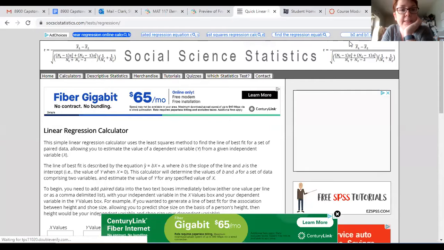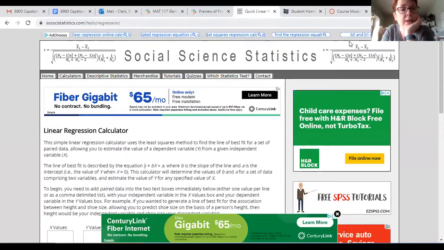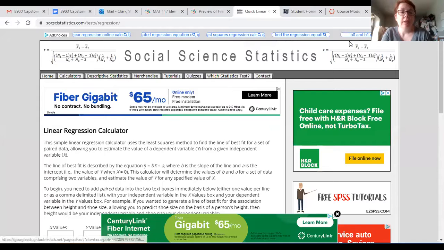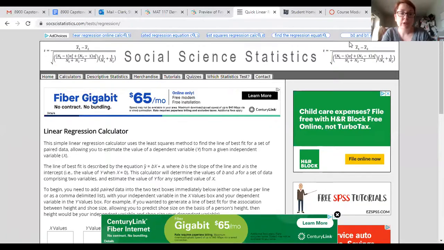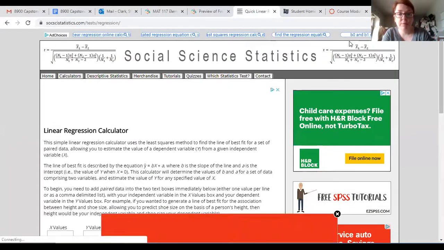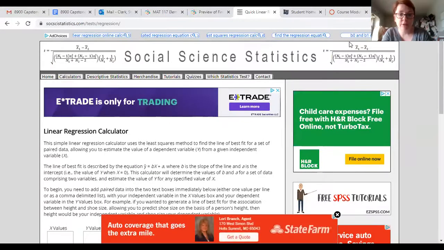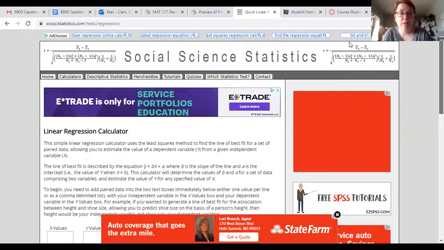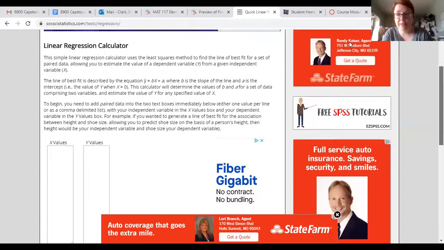It's a social science statistics website. It's hard to say. And again, I will post that for you. It says here, linear regression calculator. And it tells us that it's going to be described in this equation, y equals bx plus a. So they're saying that the number here, b, is the slope, and the other value, a, will be the y-intercept. And they say they put in paired data.